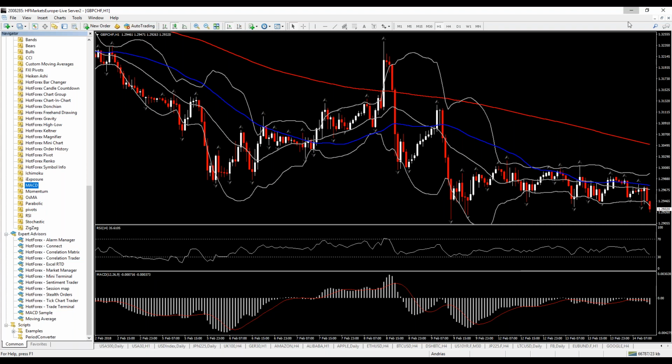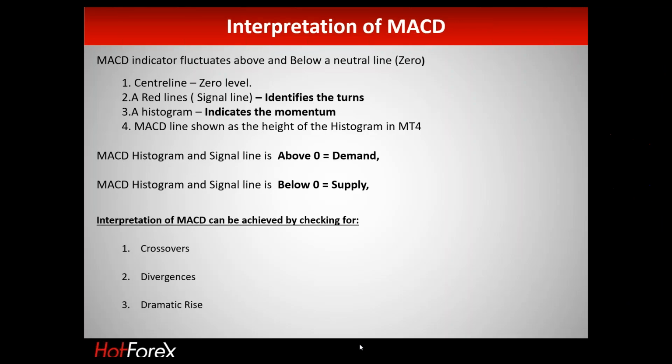So let's go back to our webinar. How does one know the parameters of MACD at different time frames? Thomas, we'll see that later on. Don't worry about it.